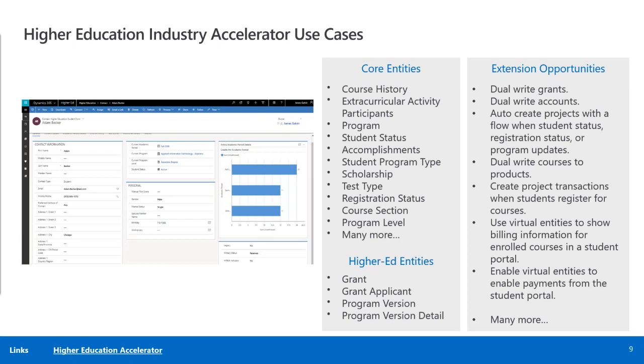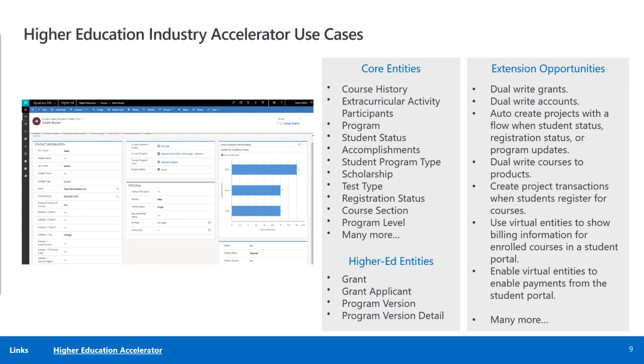When we start thinking about how we might use the Higher Education Industry Accelerator with finance and operations, there are a number of different ways that this could be leveraged. For example, you might dual write the grant information over to grants in the project management and accounting module and dual write the programs over as projects. You could also dual write the accounts.